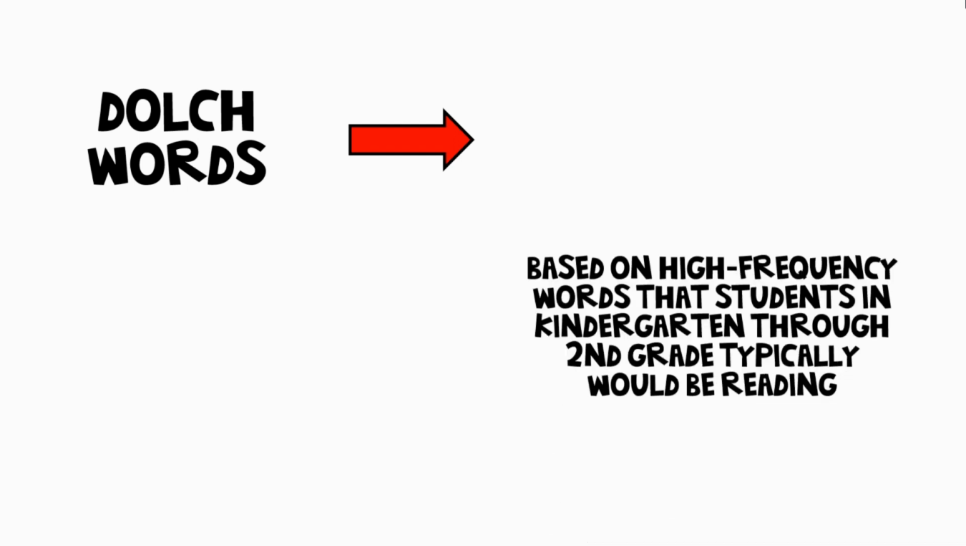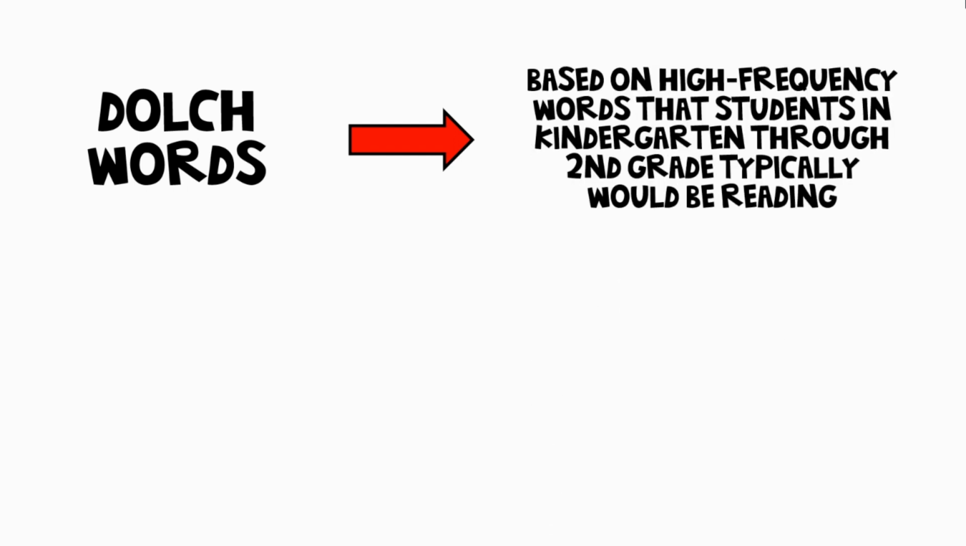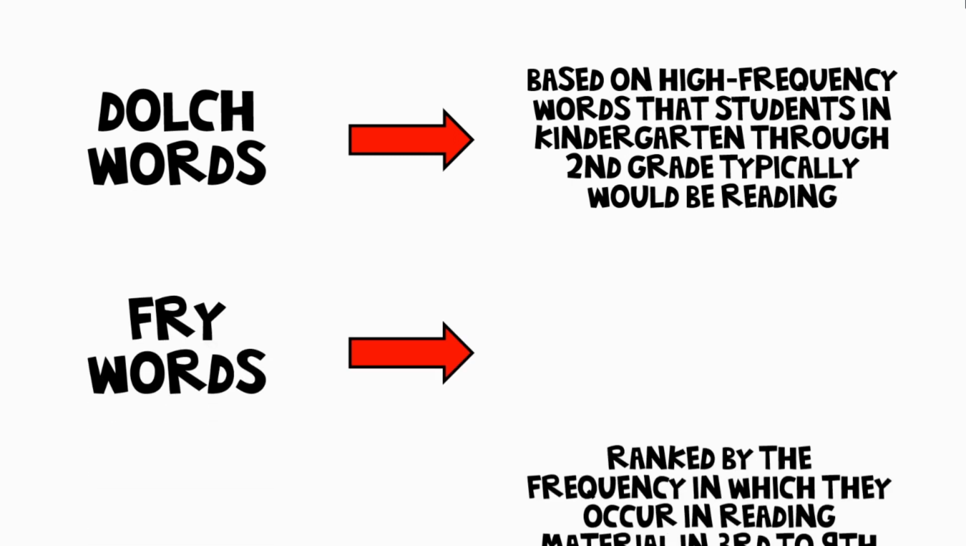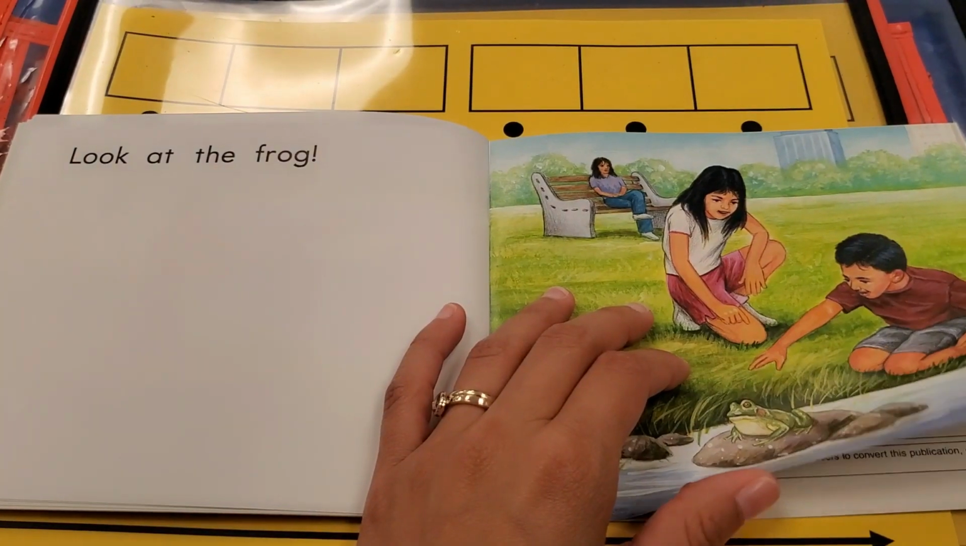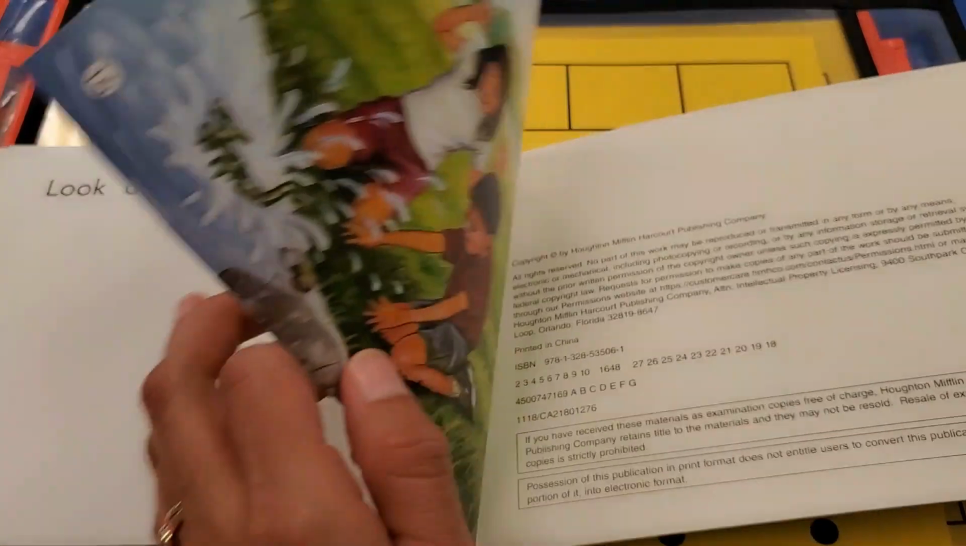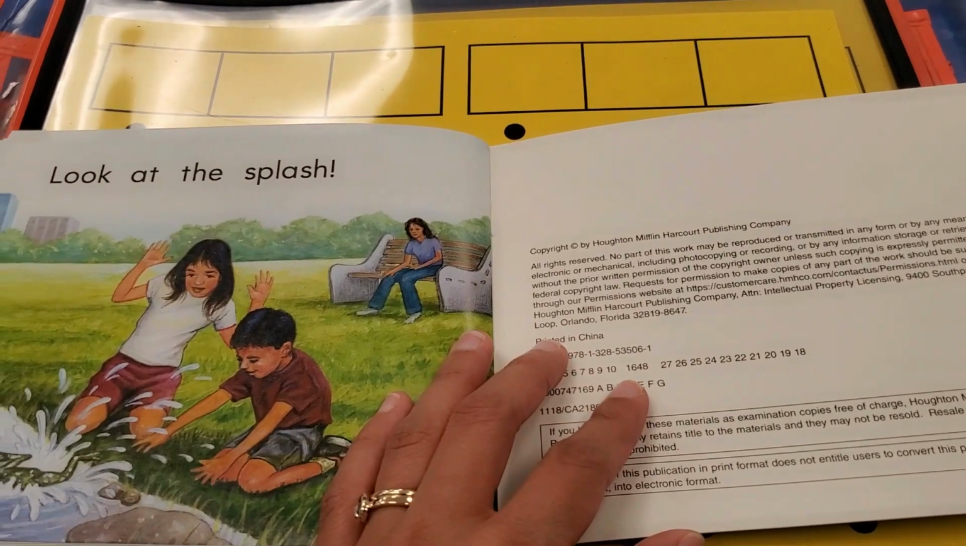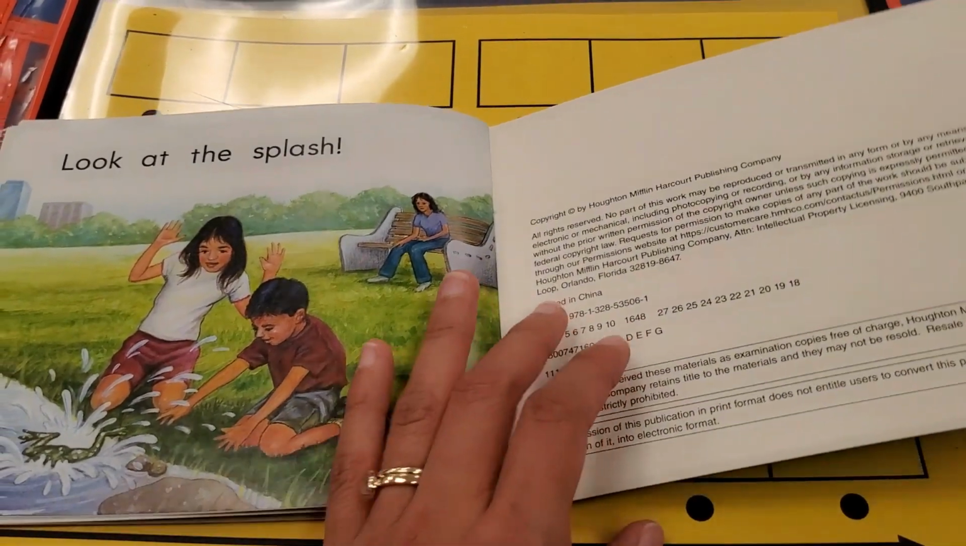And perhaps you have heard of the Dolch words or Fry words, which are often used as guides for children to learn how to read sight words. Dolch sight words are based on high frequency words that students in kindergarten through second grade would typically be reading, while Fry words are based on the American Heritage Word Frequency Book, and those words are ranked by the frequency in which they occur in reading material from 3rd to 9th grade. High frequency words make up over 50% of all words in connected text, so students need to be able to read them automatically to develop fluent reading skills.